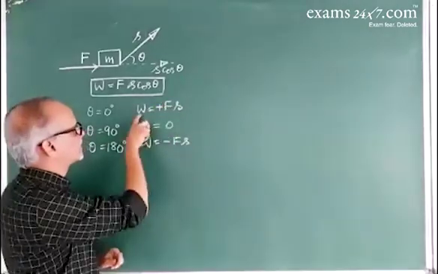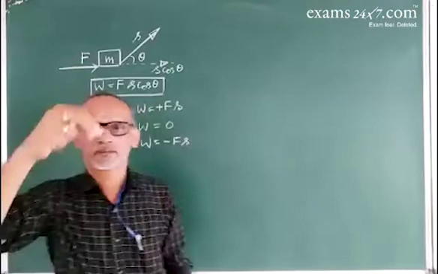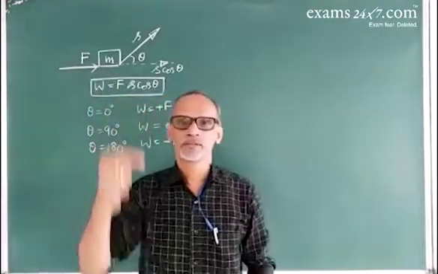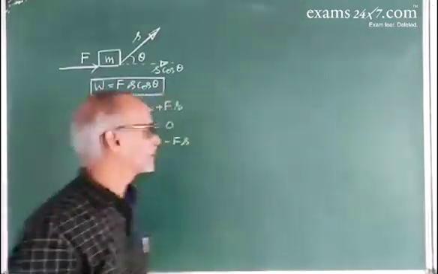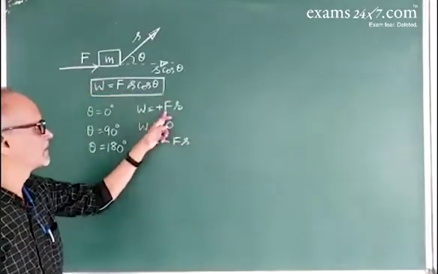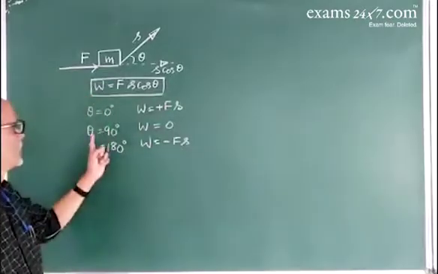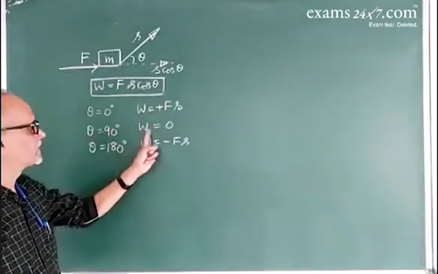So, an example for positive work done: a freely falling body. Force acts in the downward direction. Displacement is also in the downward direction. Therefore, work done by the gravitational force is positive. Theta 90 degree, work done is 0.